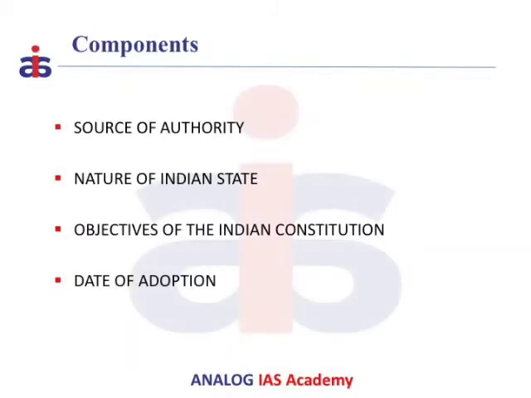There are four components in the preamble. First is source of authority. The preamble derives its authority from the people of India. Second, nature of Indian state. Preamble declares India to be sovereign, socialist, secular, democratic and republican polity. Next, objectives. They are justice, liberty, equality and fraternity. Fourth is date of adoption of the constitution. It is November 26, 1949.